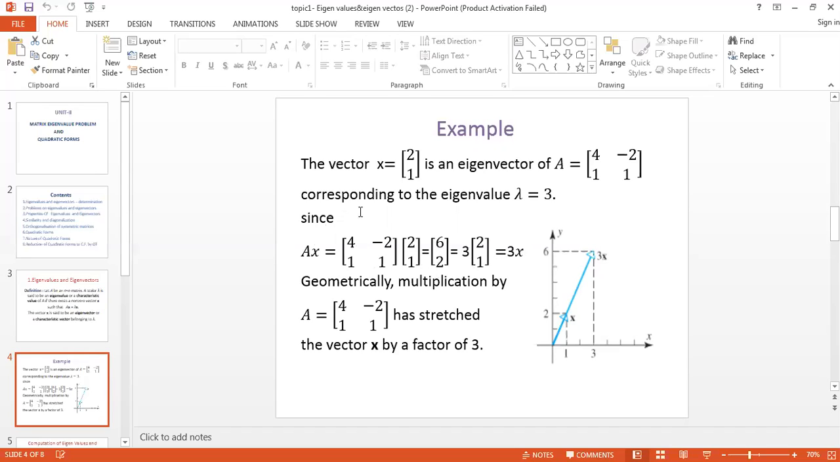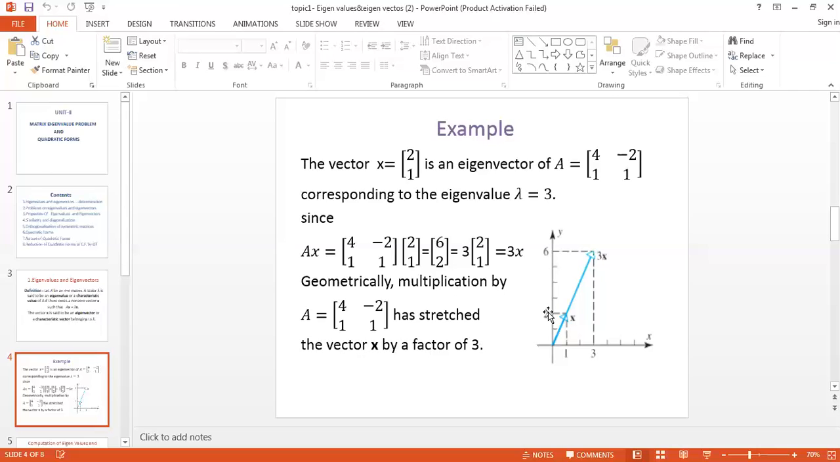Now what is this? Ax equals 3x. So what is the eigenvalue? Eigenvalue is lambda equals 3 and this x is the eigenvector. The form should be Ax equals lambda x. So geometrically, multiplication by matrix A has stretched the vector x by a factor of 3.